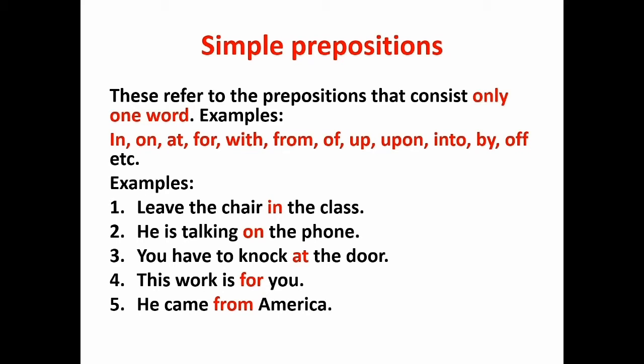Number 4, this work is for you. For is a simple preposition showing the relationship between this work is and you. Number 5, he came from America. From is a simple preposition, showing relationship between he came and America.